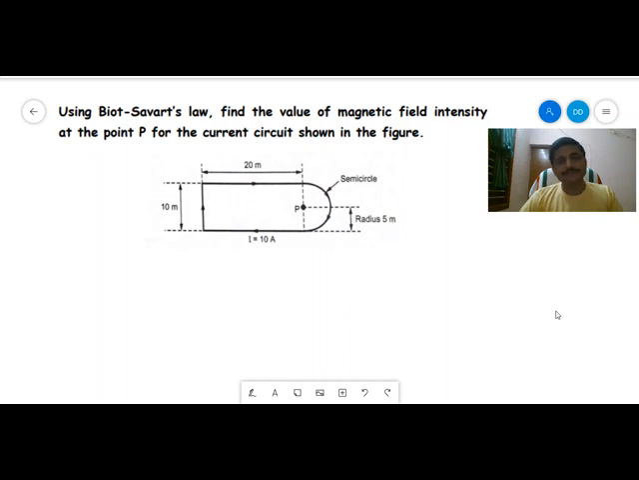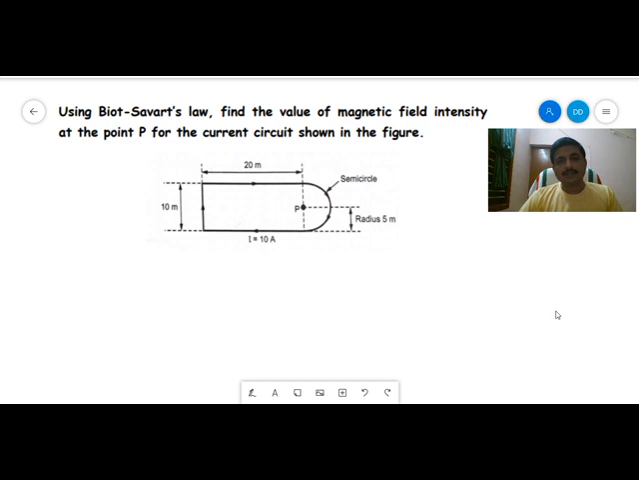Today's numerical session is to find the magnetic field intensity at a point due to a current circuit by applying Biot-Savart Law. So the current circuit is as shown in the figure.